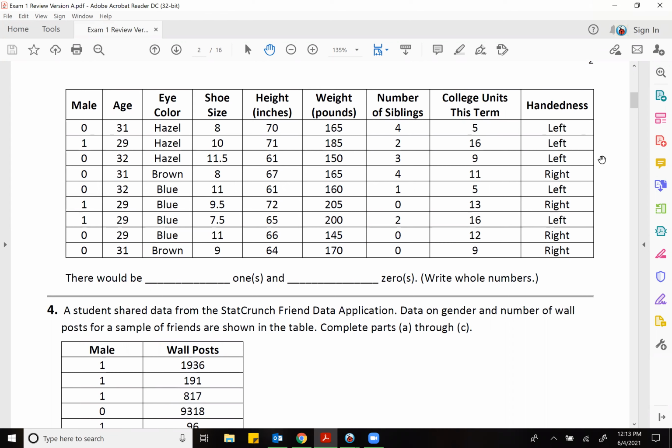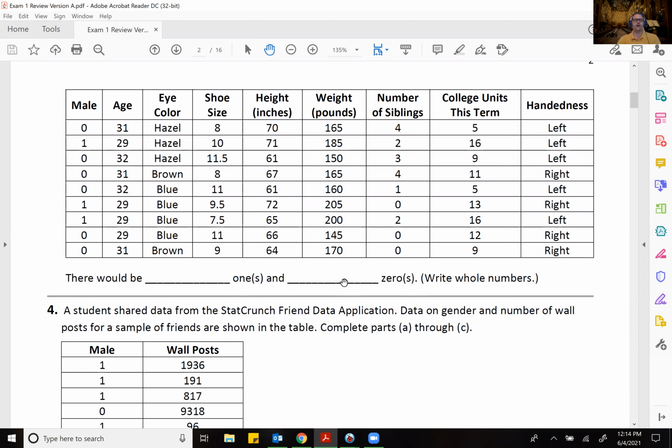We would have 4 because there are 4 right-handed students. So 4 goes in the first blank. Then how many zeros would we have? 5, because we have 5 left-handed. And there you go. So the first blank would be 4, the second blank would be 5.